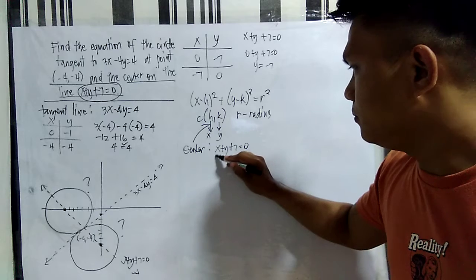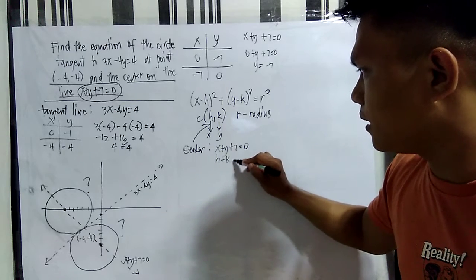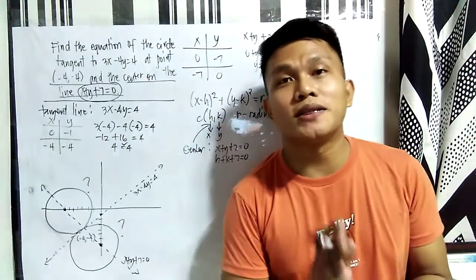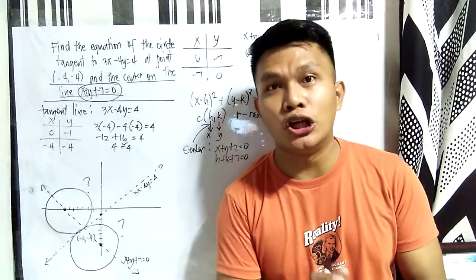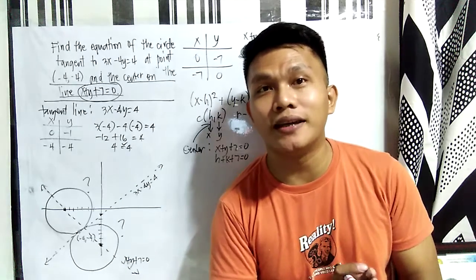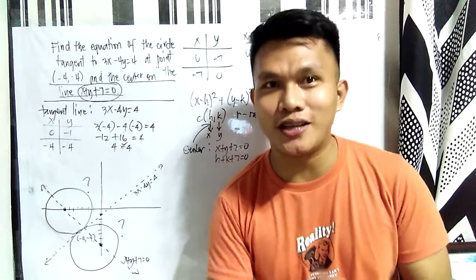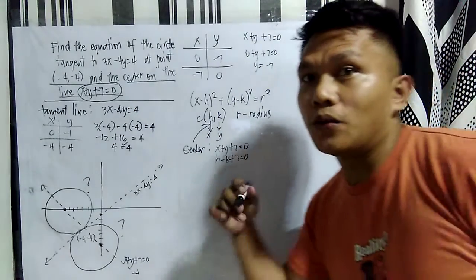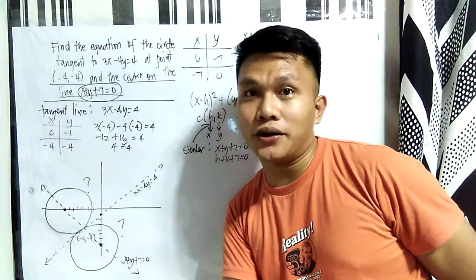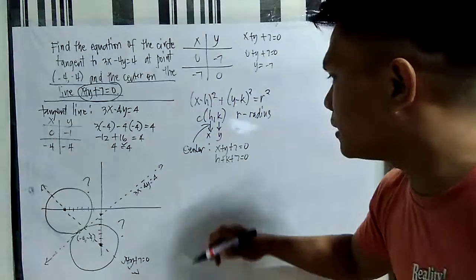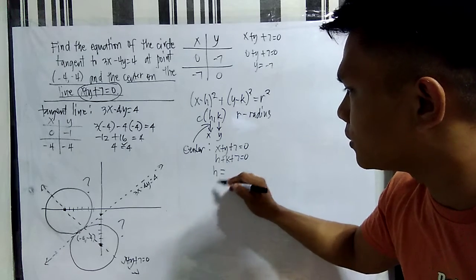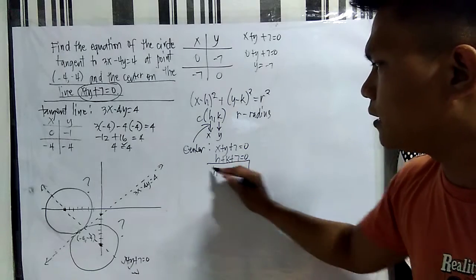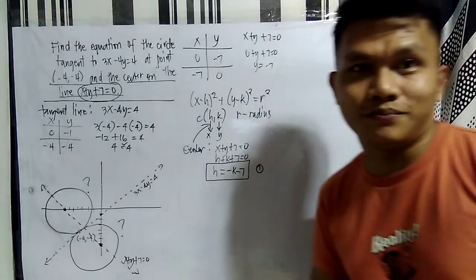We have h plus k plus 7 equals 0. Bakit natin kailangan palitan? Because hk is part of the solution ng ating line na x plus y plus 7 equals 0. Okay, so then the next thing that we have to do is equate the equation in terms of k or in terms of h. So in terms of h natin, that is h is equal to negative k minus 7. So this will be your first equation.